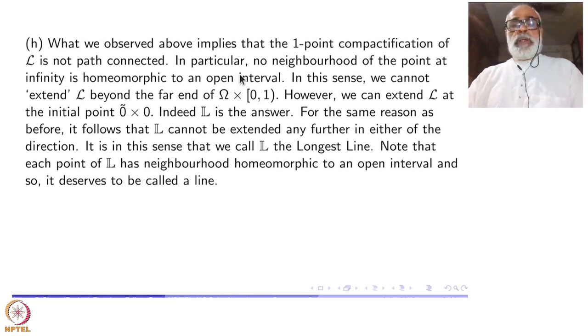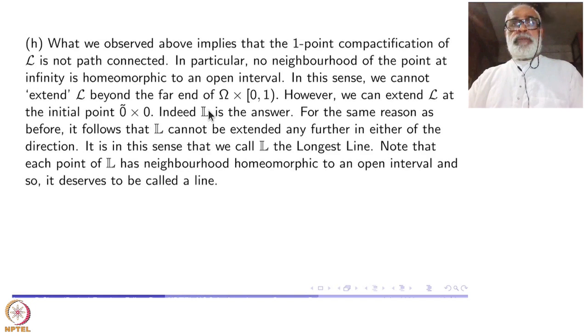In particular, no neighborhood of the point at infinity is homeomorphic to an open interval. I am talking about the one point compactification. In this sense, we cannot extend L beyond the far end, this omega cross 0, 1. If you add one more point here, there will be a problem. This was 0, 1, we can extend, but there already there is a problem. However, we can extend L at the initial point 0 cross 0. That is what we have done.